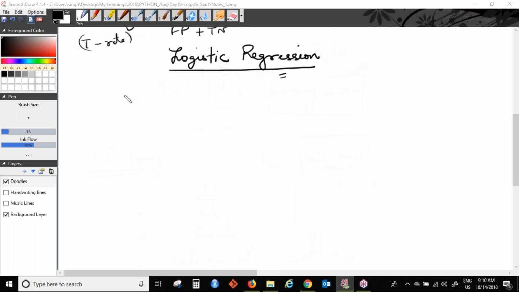So what do we have in linear regression? We have y = beta naught + beta 1 x1 + ... + beta n xn. This is what we have in linear regression. Now what can be the values of y here, guys? Can you tell me what can we have as values of y? What can be the range of values of y?